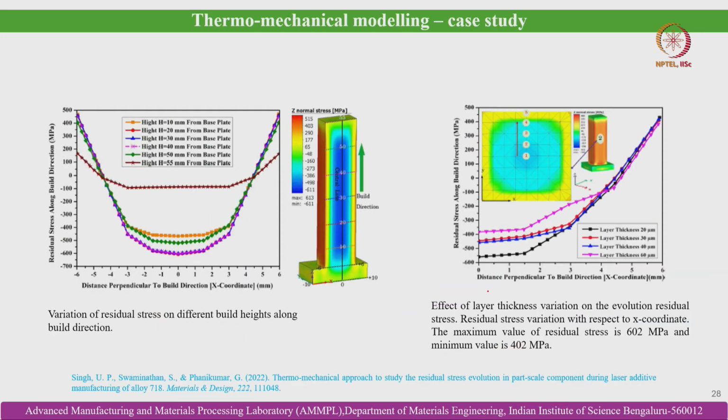Okay. So, this is a typical example of how the residual stress evolves at different build heights, where you can see that with the increasing build height, the residual stress also increases, from the base plate from where the build is getting developed. So, this is analogous to this increasing residual stress evolution.